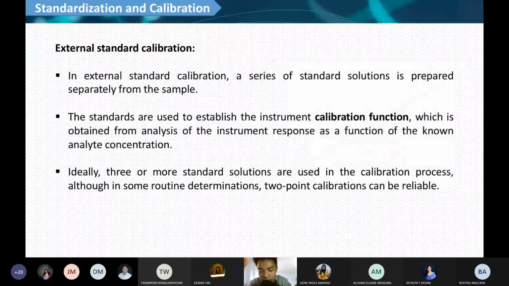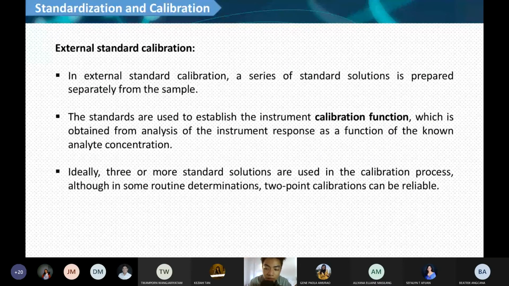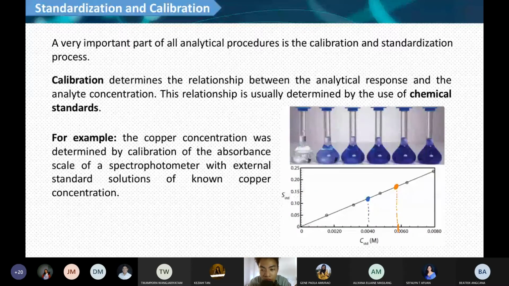Earlier we have the external standard calibration. So if you could still recall, external standard calibration makes use of standard solutions, and then you will graph the instrument response per concentration of your solution. So you will establish this calibration curve. No? This calibration curve is this linear graph here. Okay. You will use this line in order to obtain the concentration of your analyte. No?